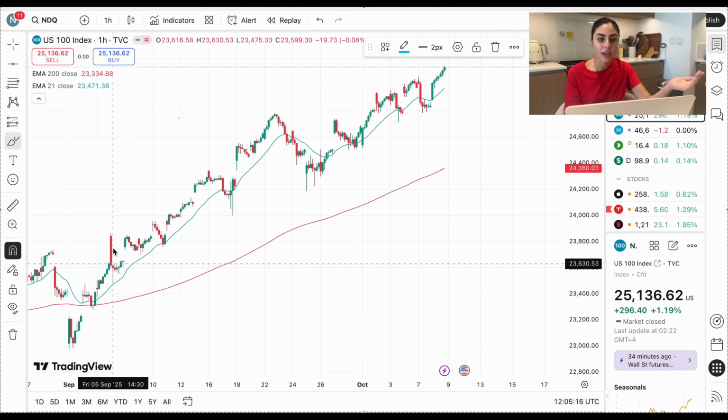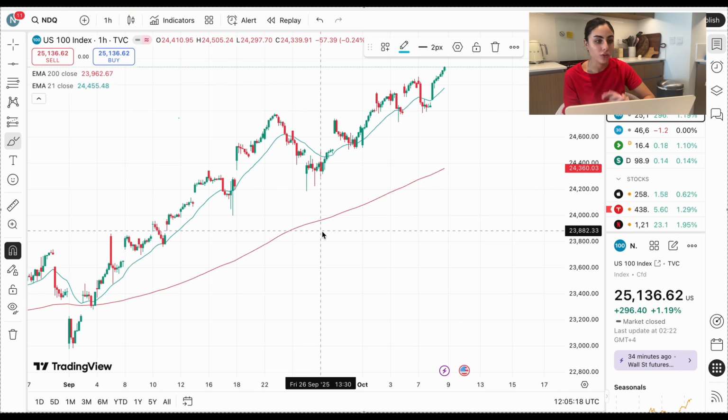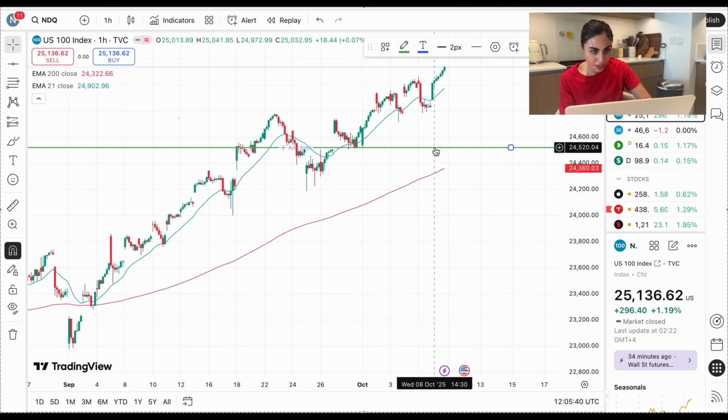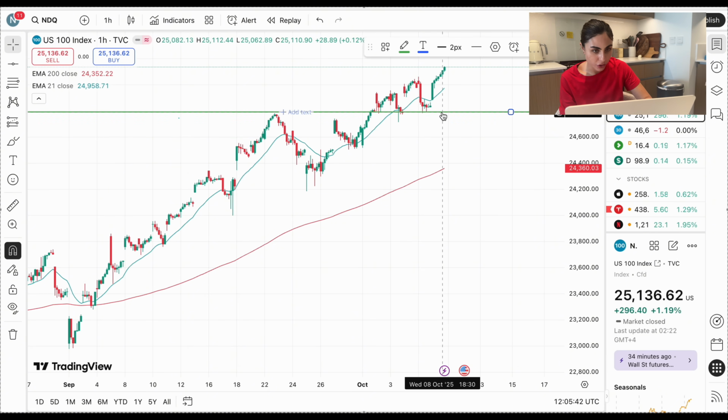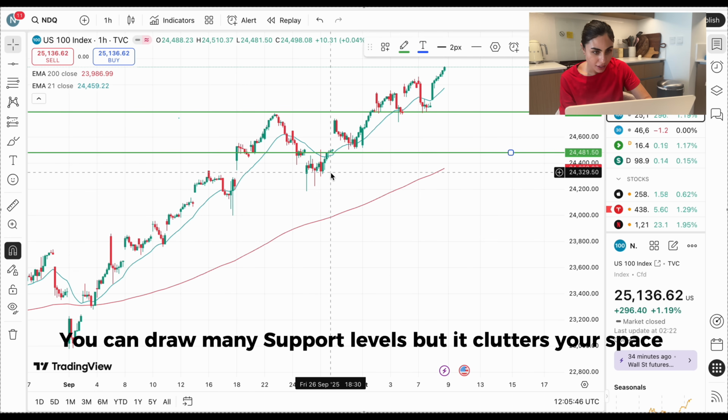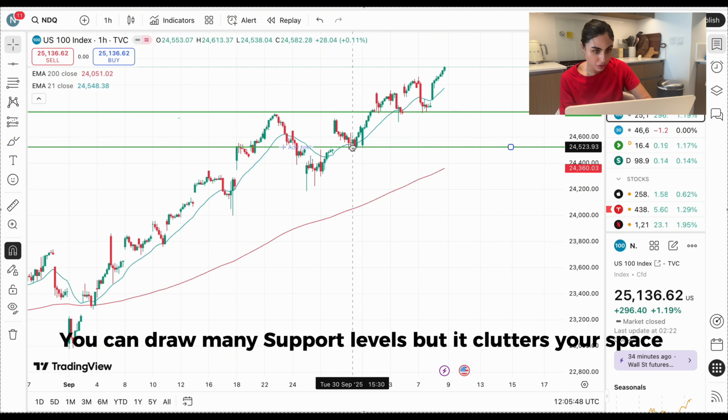So what we do right now is we want to draw our support levels. I'm not going to get into how I draw support and resistance. I've done a whole video on that, so you can check that out. I will link that down below, but I will explain my support and resistance briefly. So right now we are going to draw our support level. I can find a support level over here. I can find another one over here. I can find one here. I can find one also over here.